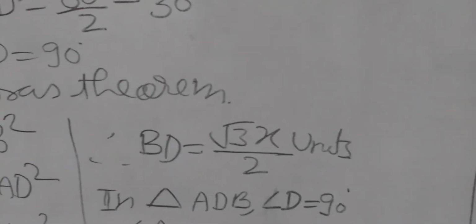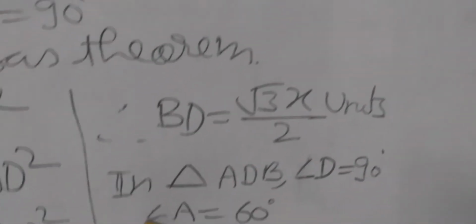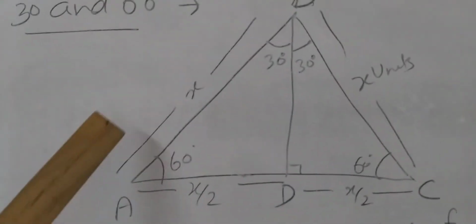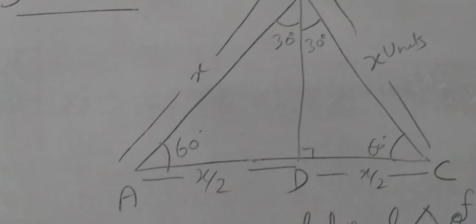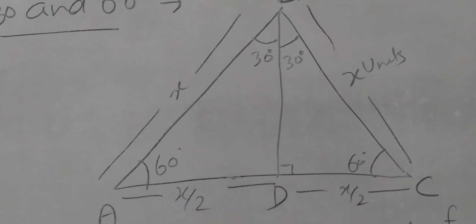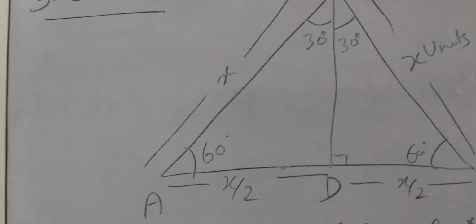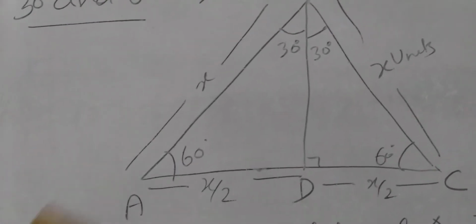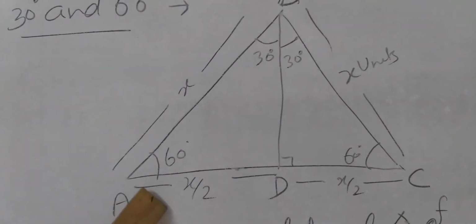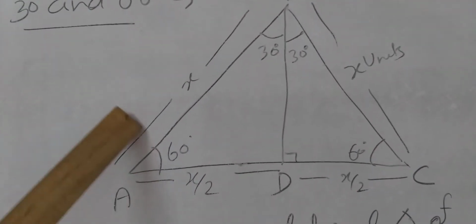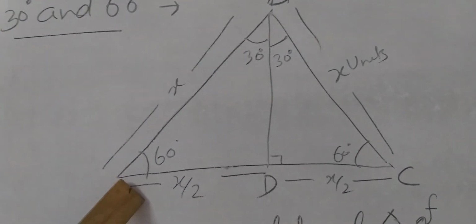Now in triangle ADB, students, angle A equals 60 degrees. So students, this is a right angle triangle, so we can find out the value of trigonometric ratios. We have got all three sides. So for angle 60, let us find out the values of all trigonometric ratios.